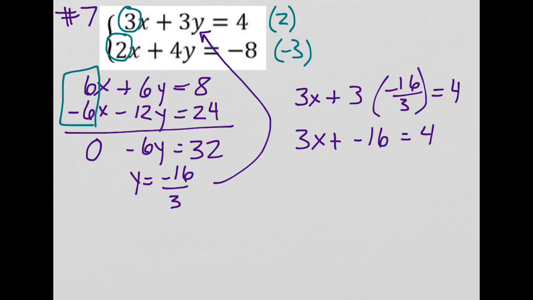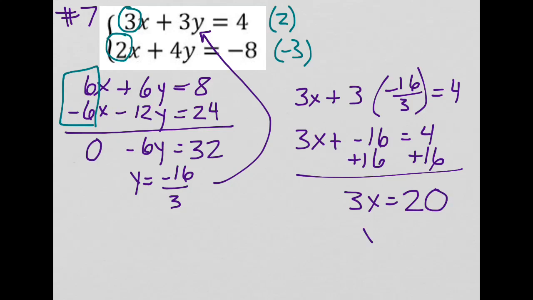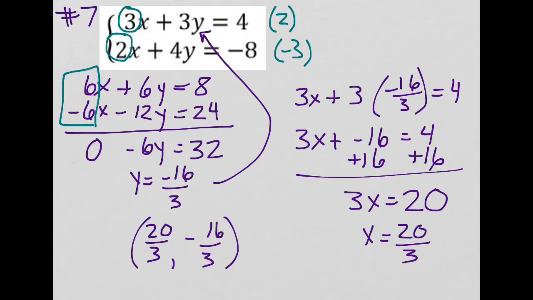So now I'm going to add 16 to both sides, and I get that 3x equals 20. So x must be 20/3. Now again, these are coordinates to a point. Our x-coordinate is 20/3, and the y-coordinate is negative 16/3. If you wanted to change those into decimals, feel free. I'm just going to leave those as fractions, but this still represents the point where these two lines intersect.